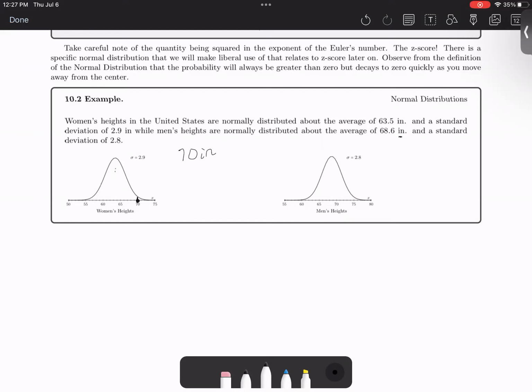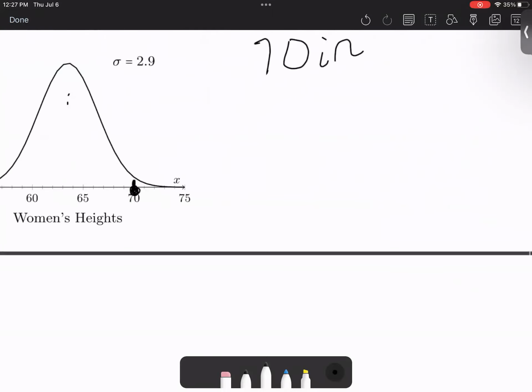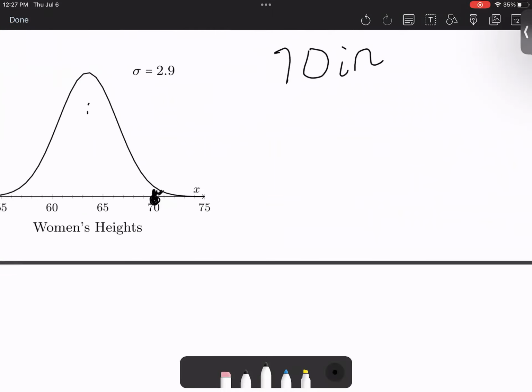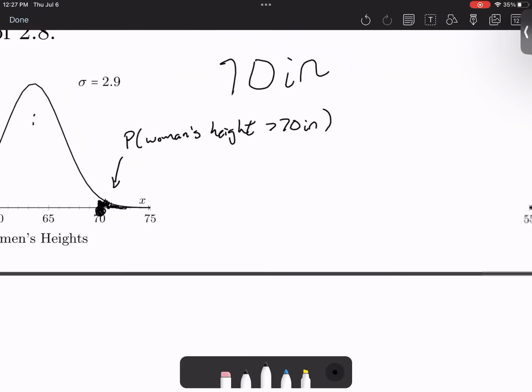In fact, we know that finding areas underneath probability distributions gives us probabilities. So the area right there is the probability that a woman's height is greater than 70 inches, right? Because I colored in the area underneath the distribution to the right of 70. And we can see there that the area is pretty small.